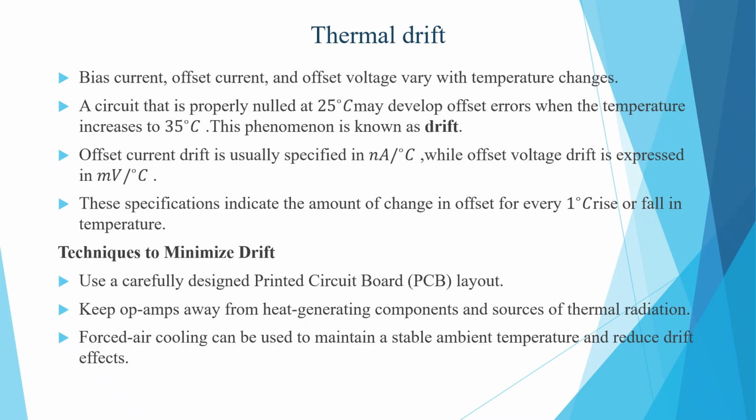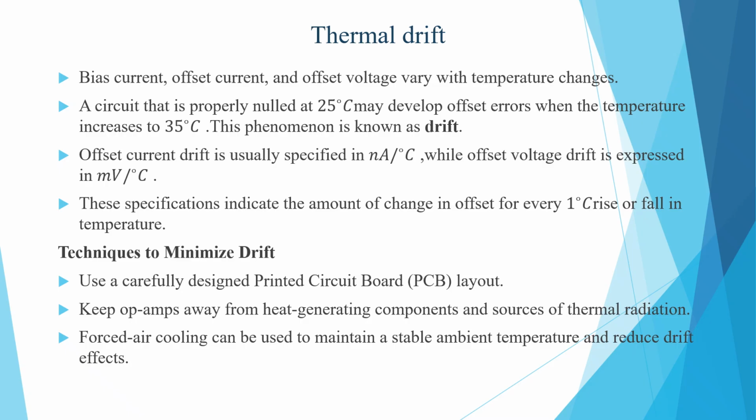Next non-ideal DC characteristic is thermal drift. In practical op-amp circuits, temperature changes affect important parameters such as bias current and offset voltage. Even if the circuit is perfectly adjusted or nulled at room temperature, the output may shift when the temperature changes. This unwanted variation is called drift. For example, a circuit calibrated at 25 degrees Celsius may show a different output offset at 35 degrees Celsius.